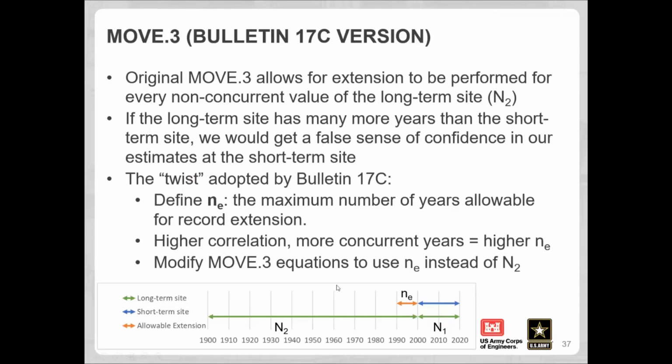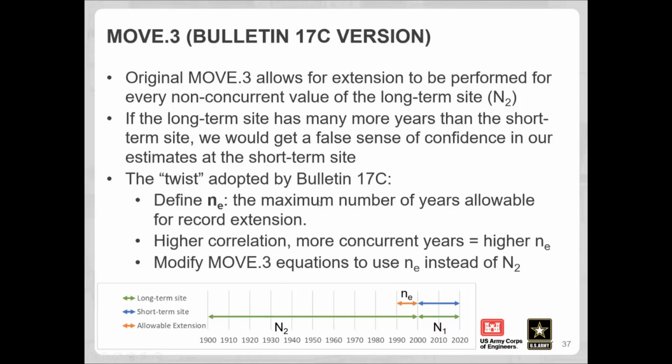But the problem with that is a situation like this image below, where say you have 20 years of overlapping records, but then you have 100 years of additional record at your long-term site. If you were to extend all of these 100 years and then add them to your short-term site, you're essentially just taking the characteristics of your long-term site and shoving them onto your short-term site. So it has a lot more influence than it really should.